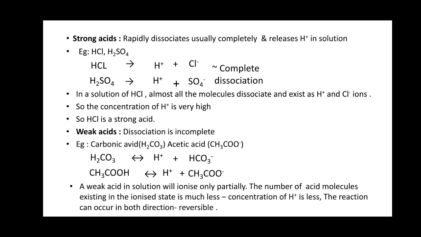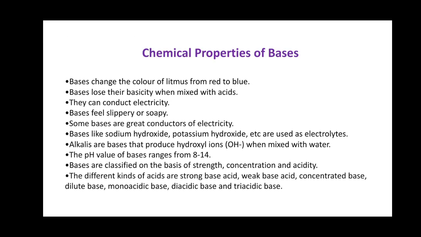When it comes to dissociation in a weak acid, it is incomplete. Example: carbonic acid, H2CO3, which gives H+ and bicarbonate, where the ionization is incomplete. A weak acid in solution will ionize only partially, so the number of acid molecules existing in the ionized state is much smaller. So the concentration of H+ will be less.